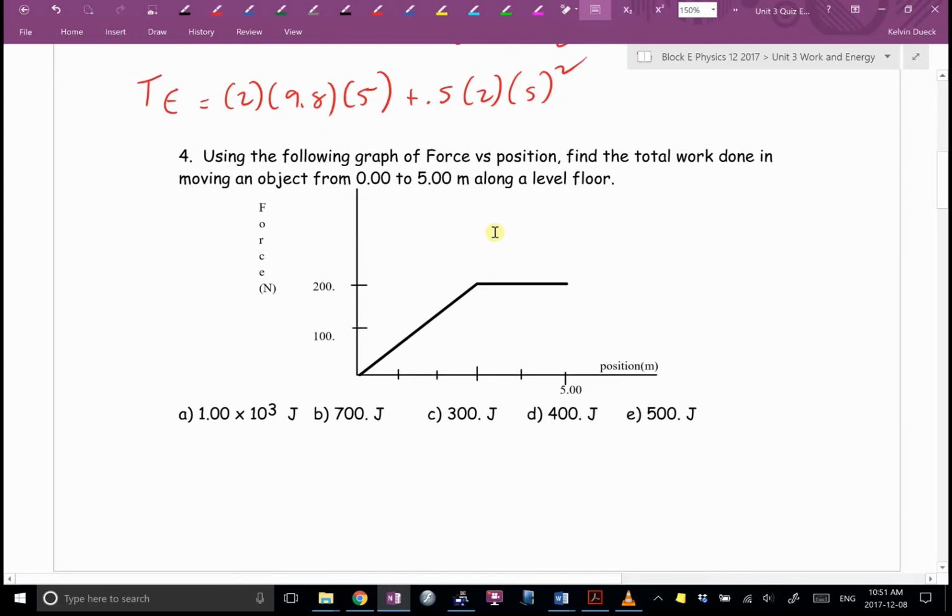Use the following graph of force versus position, force versus distance. Find the total work done in moving an object. Connor, work is what times what? So why can't I just say that the force is 200, don't write this down, and the distance is 5? Why is that wrong? Because it is. Why must that be wrong?